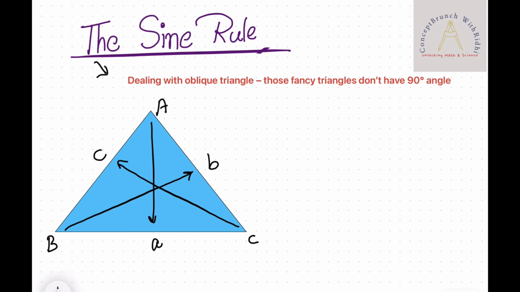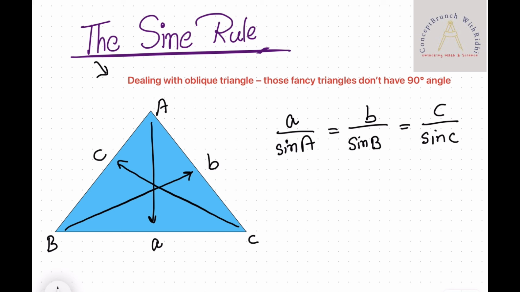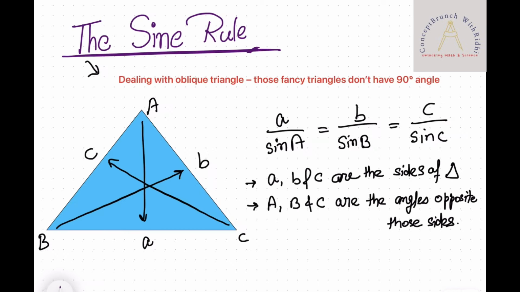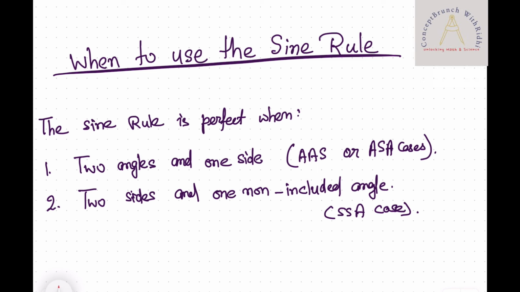So the formula here is a divided by sine A equals b divided by sine B equals c divided by sine C, right? Essentially, this rule ties together the sides and angles of a triangle using the sine function. Cool, isn't it? So this is the sine rule, where a, b, c are the sides of the triangle and capital A, B, C are the angles opposite those sides.